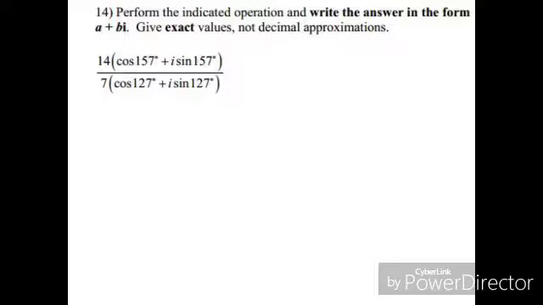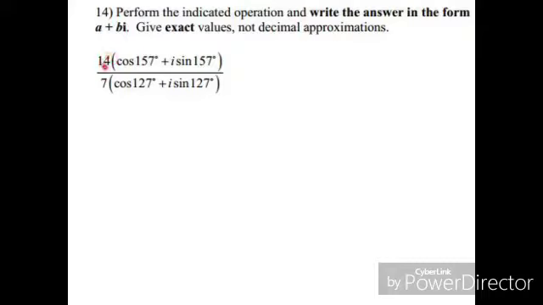Number 14. Perform the indicated operation, that would be division. Write the answer in the form a plus bi, so complex numbers. Give exact values, do not use decimal approximation. So I shall put my calculator down. Okay, well, this is De Moivre's theorem. We have complex numbers. Notice the i, top and bottom. So this is a complex number in trigonometric form. Complex number in trigonometric form on the bottom.